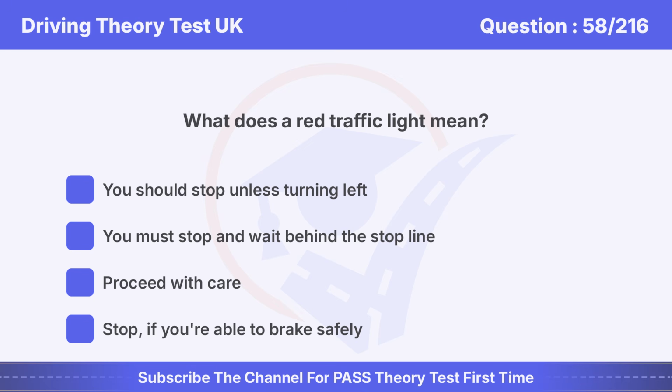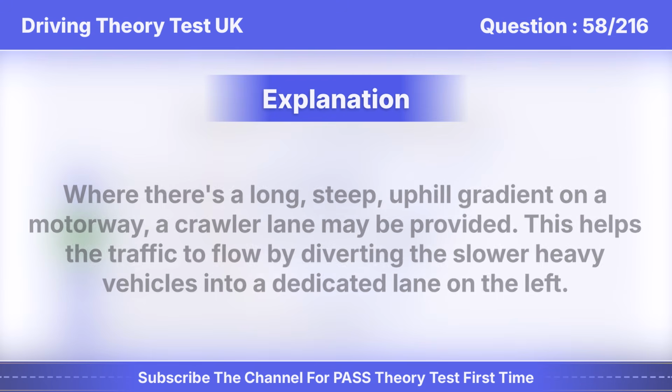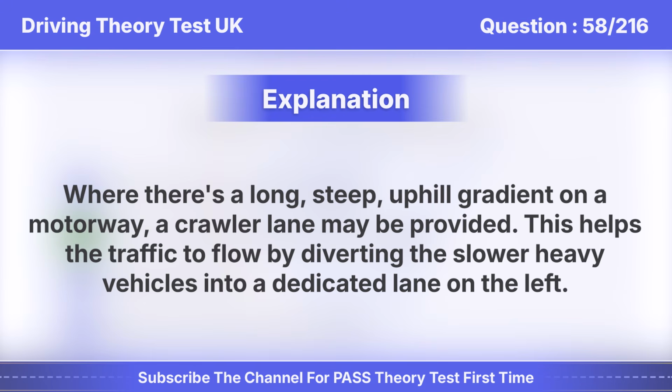Question 58. What does a red traffic light mean? Answer is B. You must stop and wait behind the stop line. Where there's a long, steep, uphill gradient on a motorway, a crawler lane may be provided. This helps the traffic to flow by diverting the slower heavy vehicles into a dedicated lane on the left.